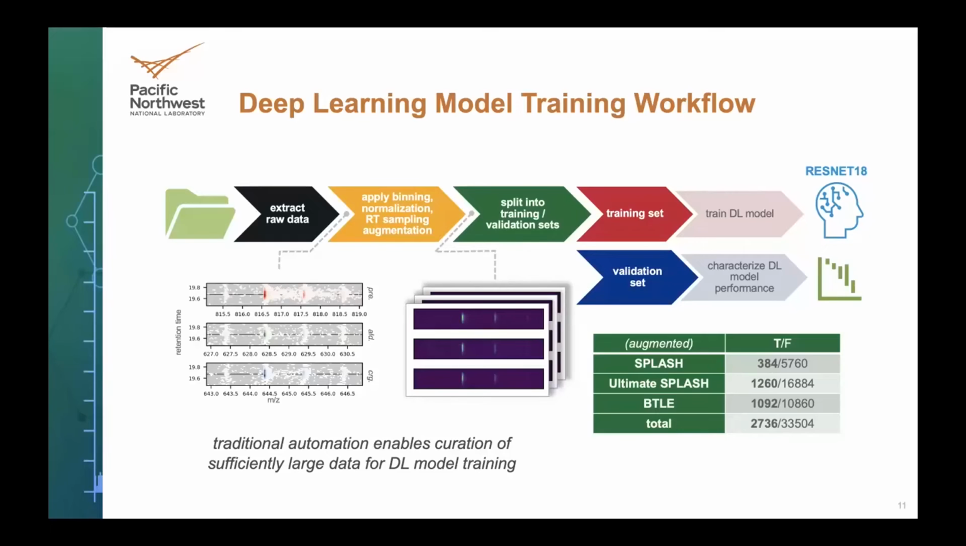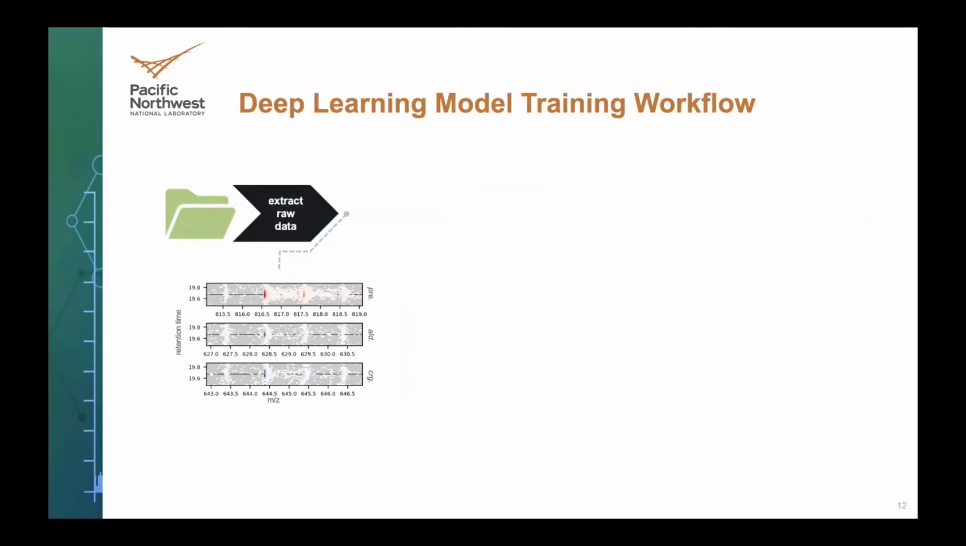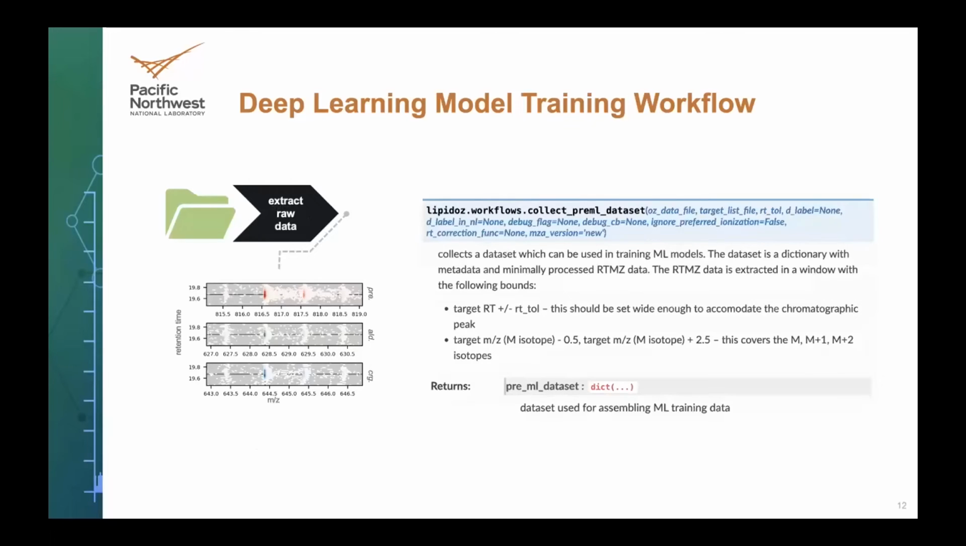Let's say you have a data set that you'd like to train a model to be specific to, or you'd like to enhance what's already there. Basically, I just wanted to highlight what we have in the API for doing that. So for the first step, extracting raw data, we have this function, collect pre-ML data set.